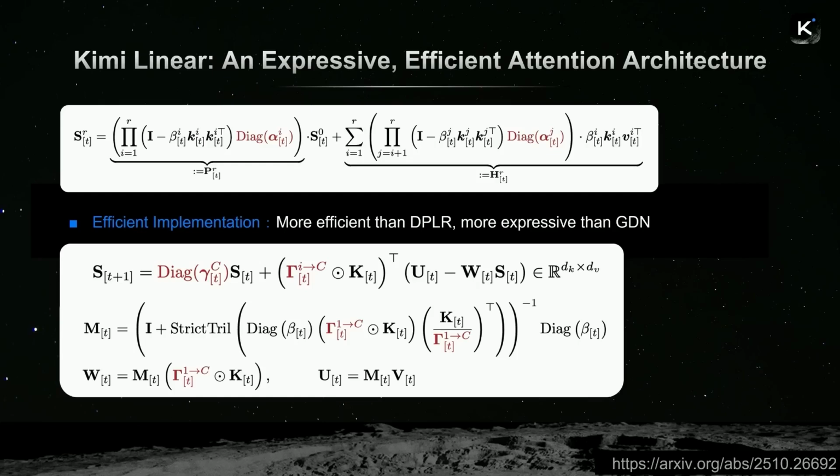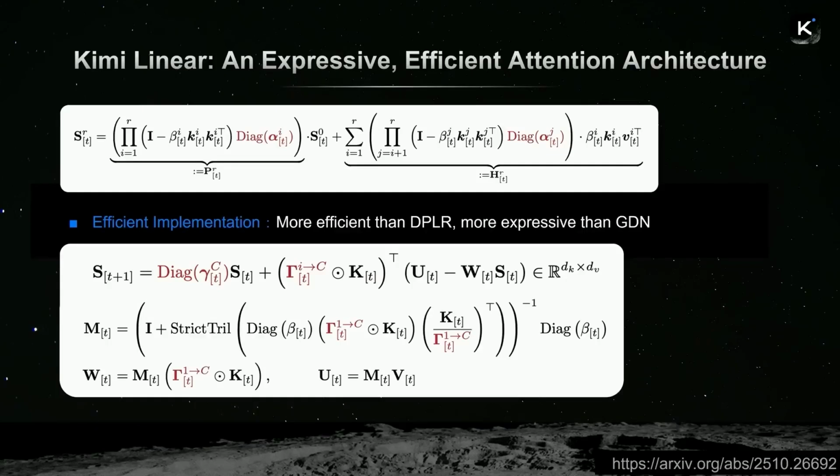So to achieve an efficient implementation, we rewrite the entire equation into the bottom three equations. We introduce this matrix inversion operation, as well as the cumulative decay factor, so that we can implement this entire thing in parallel without sacrificing any efficiency. And more importantly, this is not an approximation.